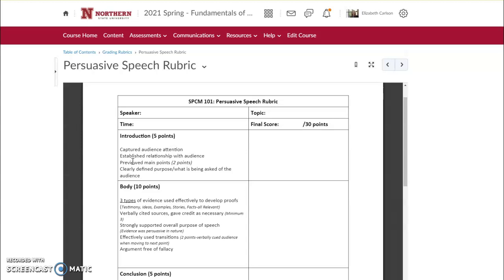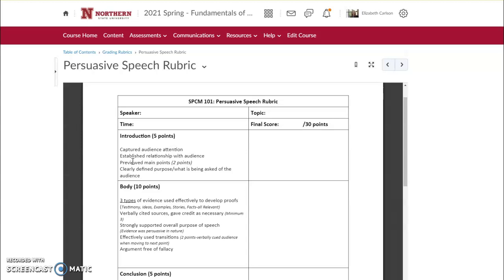Be sure and let the listener know the 3 points to follow. And then, very important for persuasive speech, clearly define your purpose. What is being asked of the audience? Make this very direct. Make this very declarative. Okay, this is no longer an informative speech. This is indeed a persuasive speech.